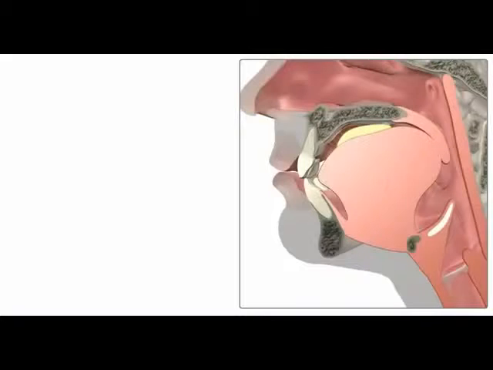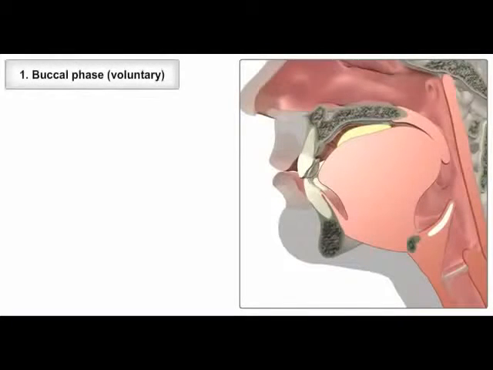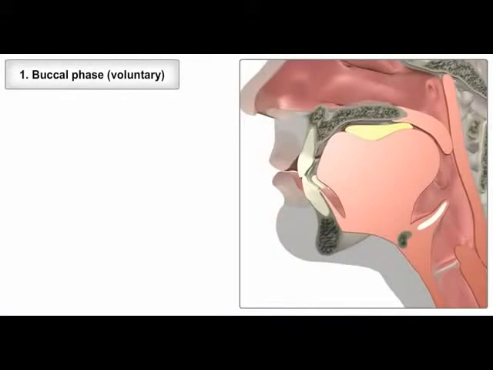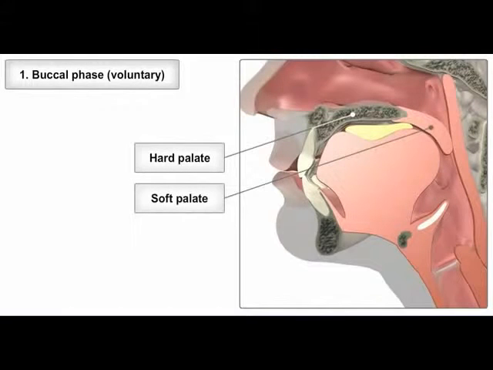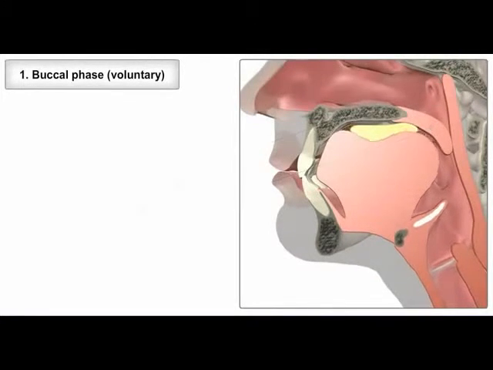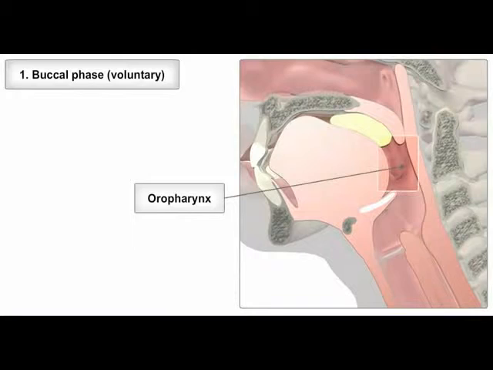Swallowing occurs in 3 stages. The first is a voluntary phase called the buccal or oral transit phase. Here the tongue moves upwards and backwards against the hard and soft palates to push the bolus into the oropharynx.